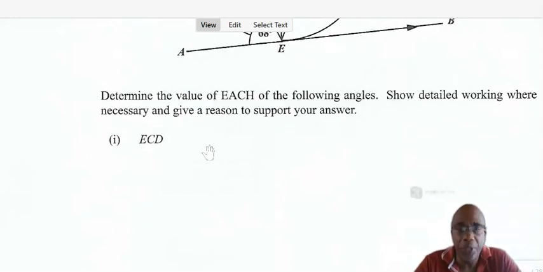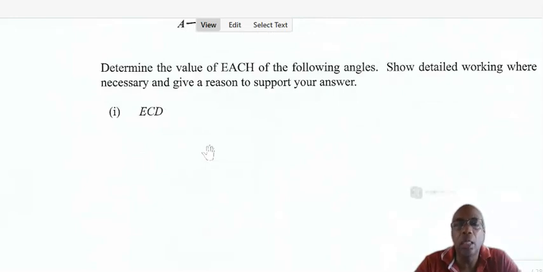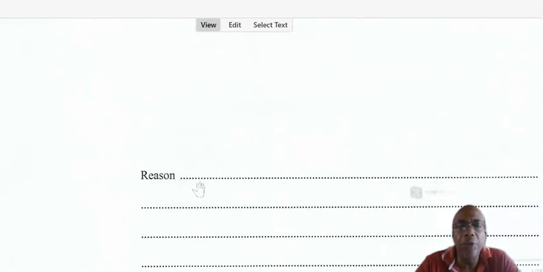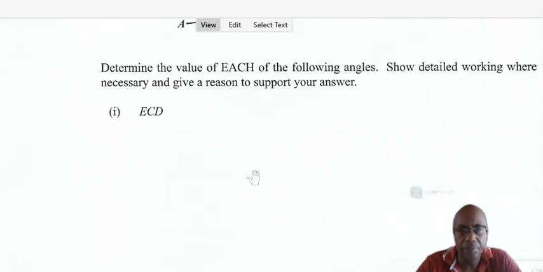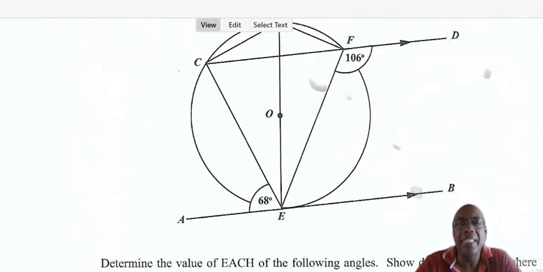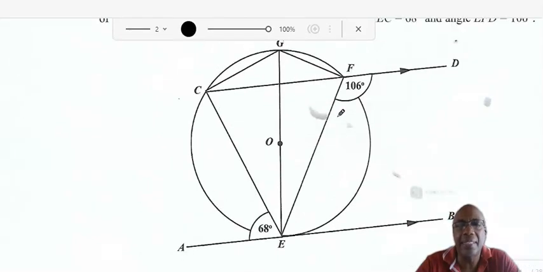Now in circle geometry, in fact in any geometry question, you must ensure you give your reason for your answer. So let us look at where angle ECD is. E, C, and D is over here. So therefore angle ECD is this angle right here. So we have to figure out, based on the angles we have, which geometrical rule will allow us to find the angle we want.